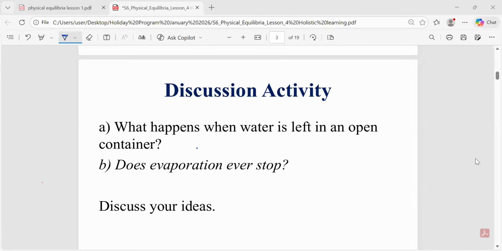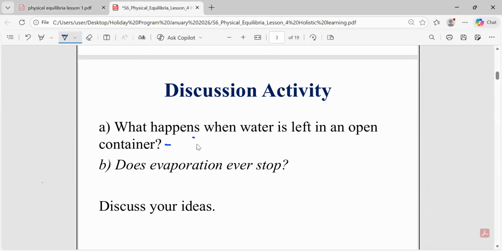So when water is left in an open container, evaporation occurs, and the particles, the molecules of the water, some of them escape and continue to leave the container. So you're saying that the molecules escape, yeah?